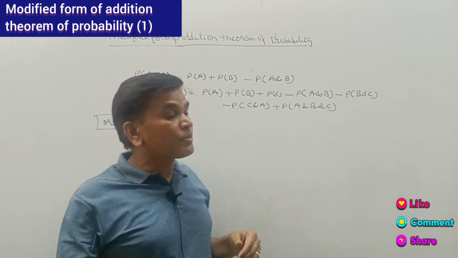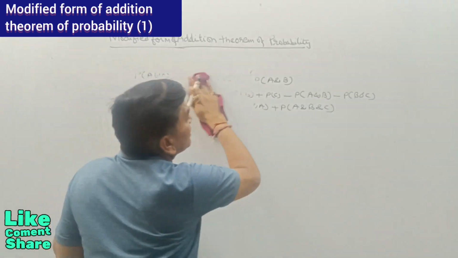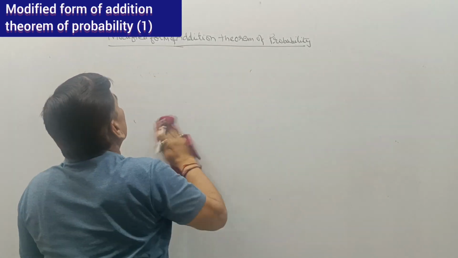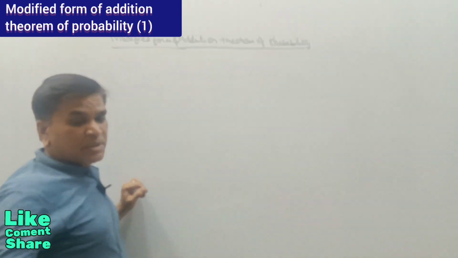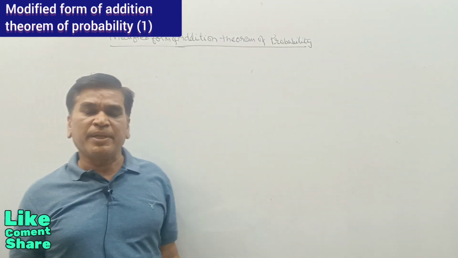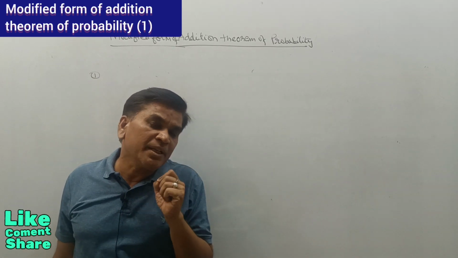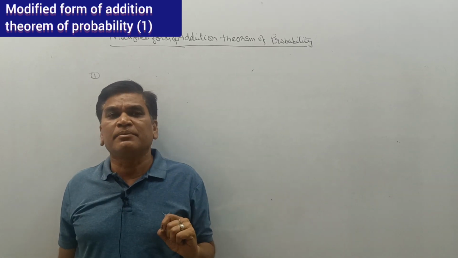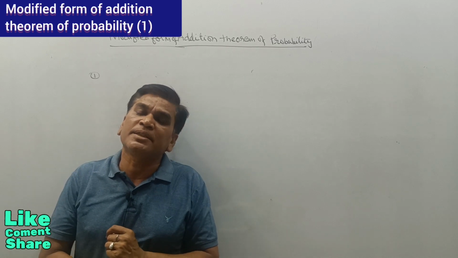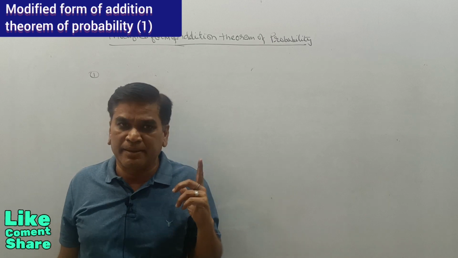How do we solve this modified form of the addition theorem? Very first, we have some questions. In these questions you will learn how we can use it. Suppose in a pack of 52 cards, the first question we are doing: from a pack of 52 cards, one card is drawn at random. What is the probability that it is a card of heart or it is a king?